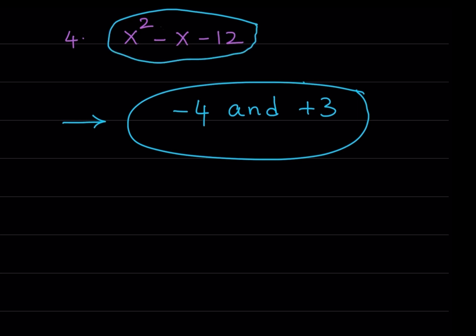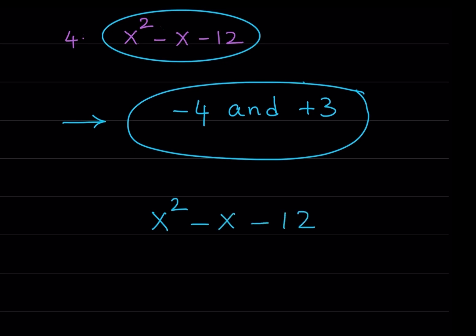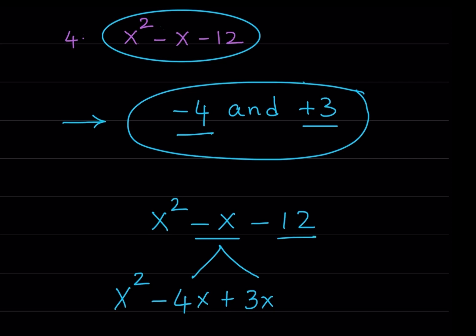We are going to solve this problem. So x square minus x minus 12. Now I am going to replace negative x in terms of minus 4 and 3. So this becomes x square. Instead of negative x, I am going to write it as minus 4x plus 3x. And the negative 12 remains the same, negative 12.